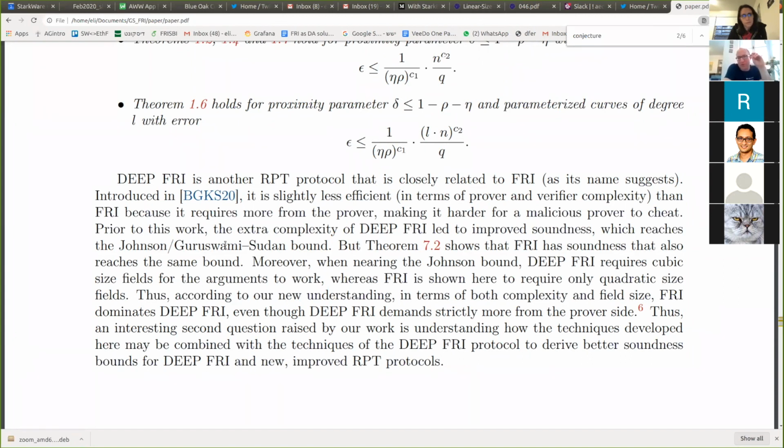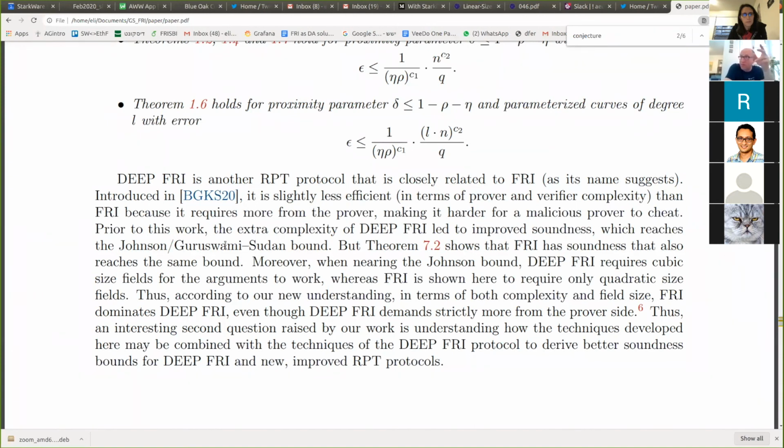Another aspect in which deep FRI is actually better than FRI is in the conjecture domain. Even though we conjecture both for FRI and for deep FRI that they go all the way up to capacity, even for very small size fields, in this department, deep FRI has the advantage that we know of a different, well-known conjecture that a lot of theoreticians have looked at. And if that conjecture holds, then the deep FRI soundness goes all the way up to capacity.